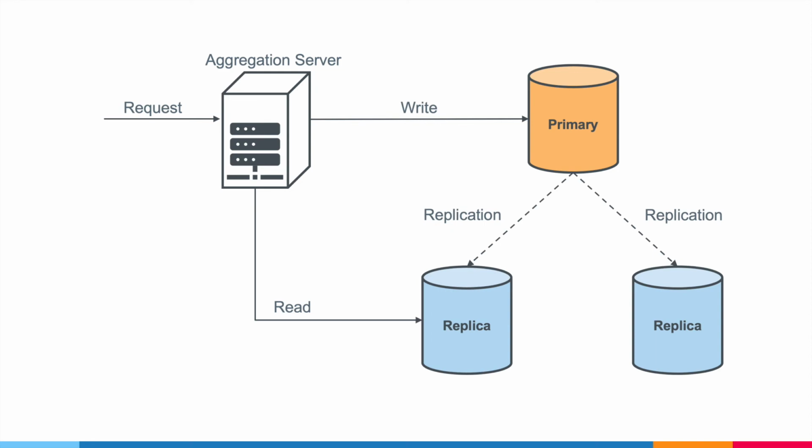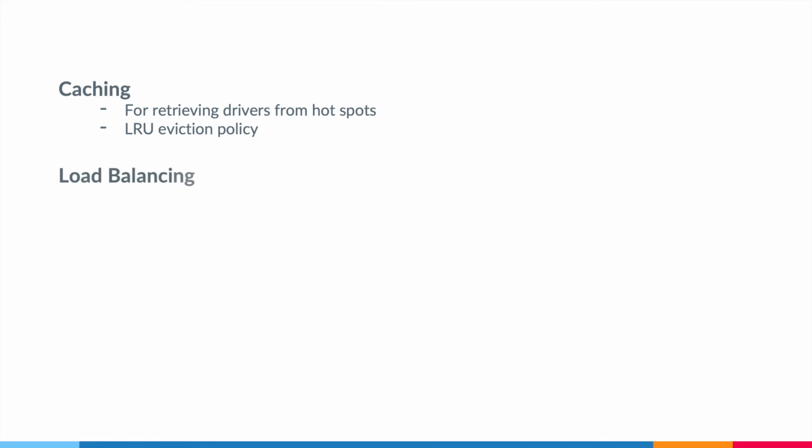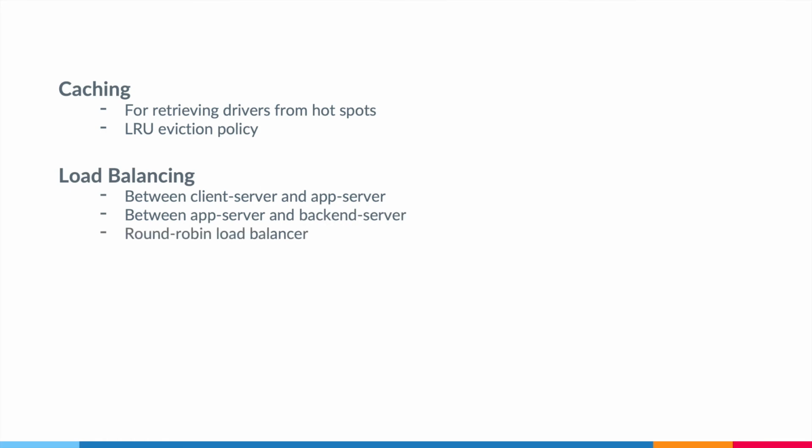We can take advantage of cache in previous parts of our application, such as while retrieving drivers from hot places. An LRU scheme would be fine for our use case. For load balancing, we can use it at two places, between clients and app servers, and between app servers and backend servers. A round robin would fit fine for our purpose.